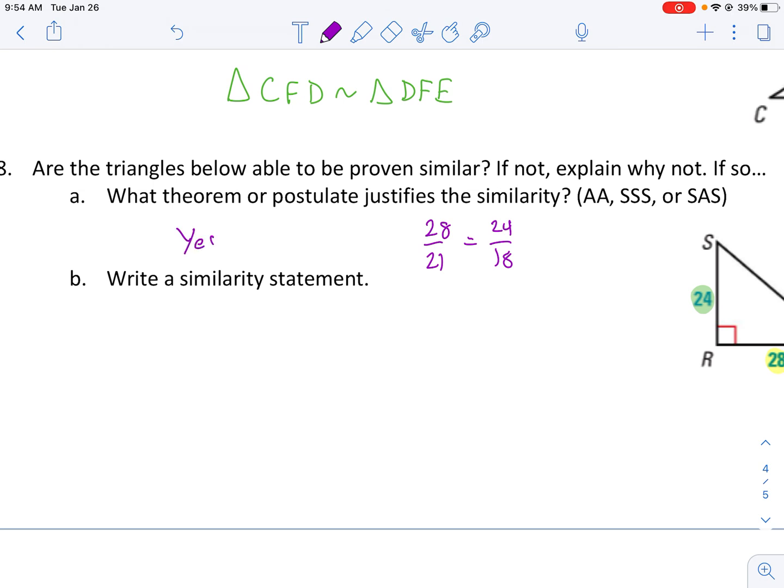So yes, because of SAS, and our similarity statement would be triangle SRT is similar to triangle PNQ.